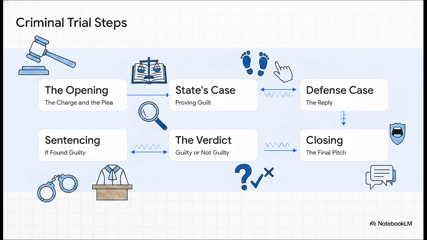Then we hit Step 3, the defense's case, which is the reply. The defense gets their turn to challenge the state's version of events. The accused can choose to testify, they can stay totally silent, or they can call their own witnesses. Step 4 brings us to the final pitch, closing arguments, where both sides summarize the evidence. Step 5 is the ultimate verdict, guilty or not guilty. And finally, Step 6, which only ever happens if the verdict is guilty, is sentencing. You can really see how this creates a structured back-and-forth rhythm between the prosecution and the defense, right?